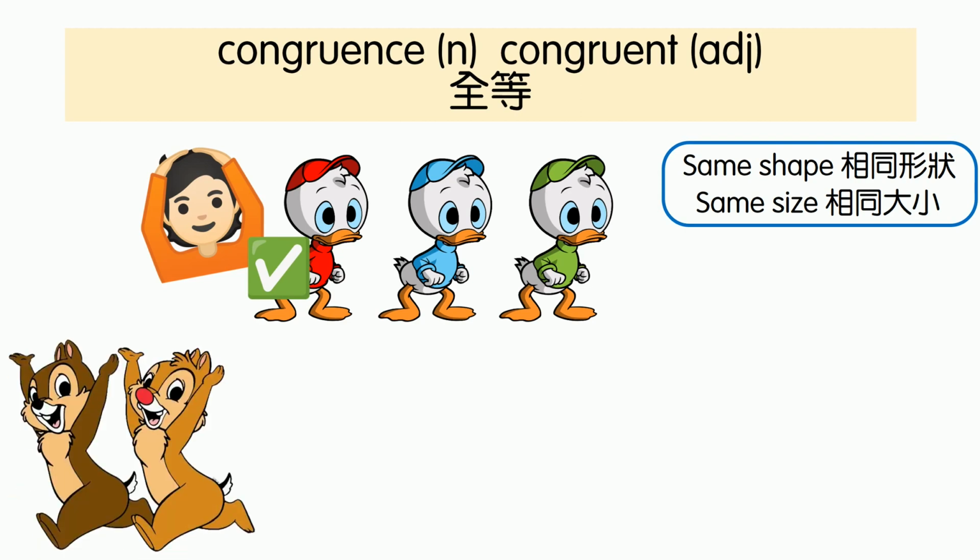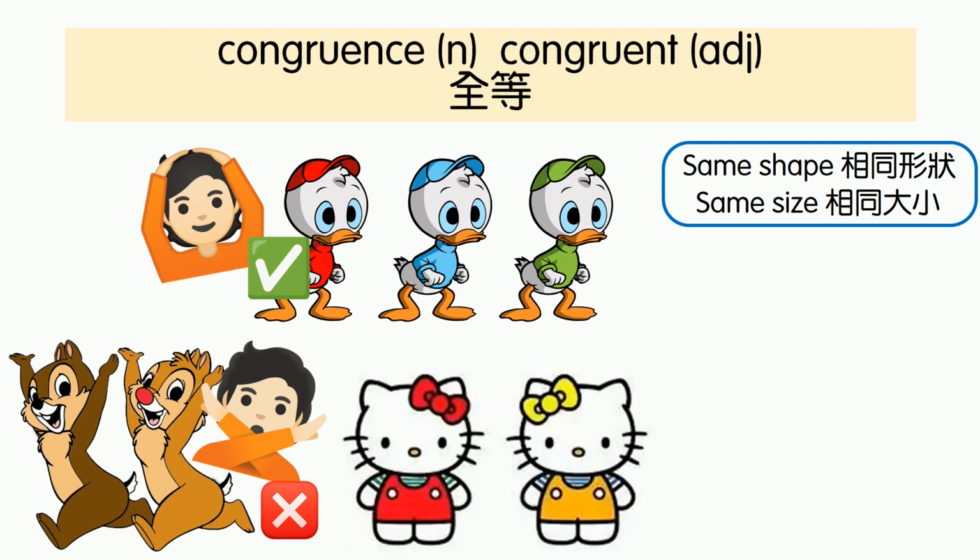For Chip and Dale over here on the lower left, you can see that although they have similar poses, they are not exactly the same. Their hands are slightly different, the noses are slightly different, and therefore, in mathematics, they are not congruent.